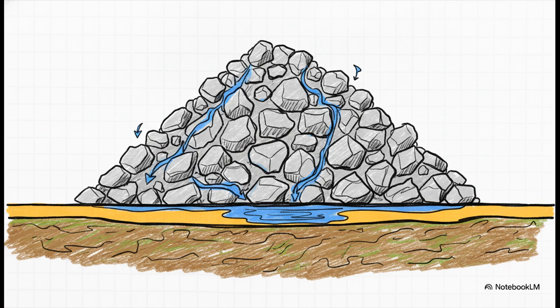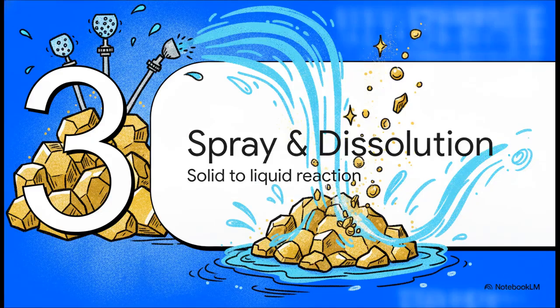But the absolute most critical piece of engineering in this entire setup, it's right at the bottom. The whole heap is built on an impermeable HDPE liner. This high-density plastic barrier is literally the only thing preventing our chemical solutions from leaking out into the soil and causing a massive environmental disaster. It is non-negotiable.